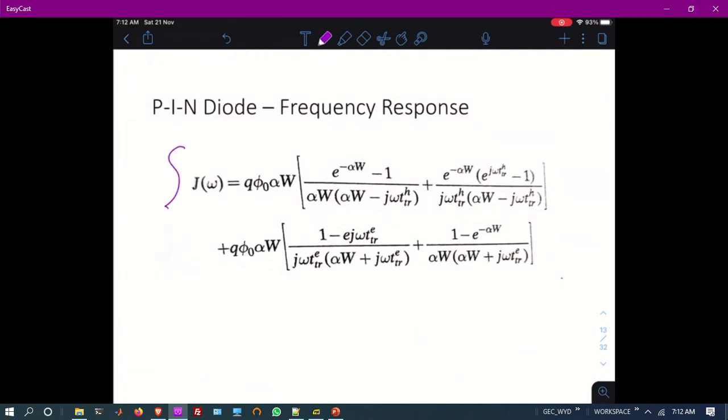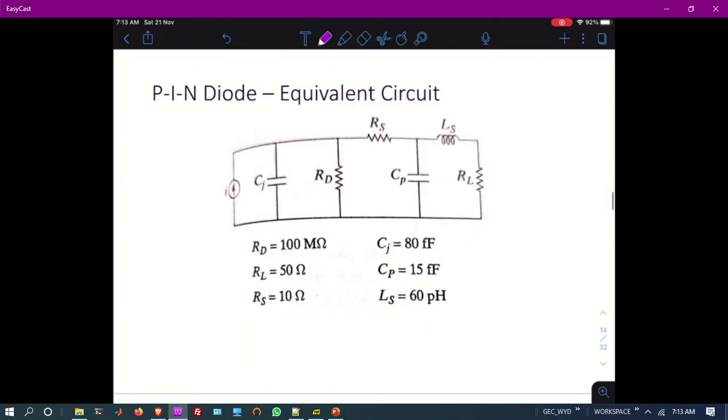The frequency response is given by this equation. Again, this is a complicated derivation, but just to give you a picture of how the frequency response looks, it is like this. And again, here you see that there is phi zero, alpha and w, and there's an extra term which is omega into t_trh. Here t_trh is the transit time of holes, and t_tre is the transit time of electrons. So this is how the frequency response is modeled.